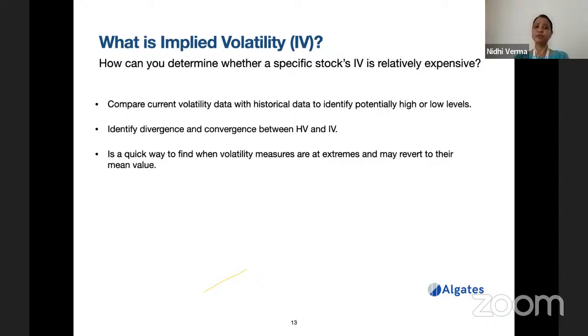How can you determine whether a specific stock's IV is relatively expensive? How will you determine that?